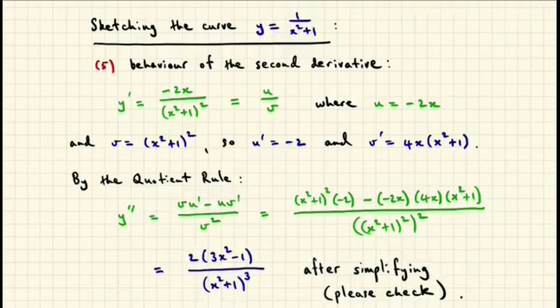And you can check yourself to see that this is so. It's a good exercise in algebraic manipulation. Note that the denominator ends up being the third power of x squared plus 1, because of cancellation with a copy of x squared plus 1 in the numerator. Thus, we end up with this very nice expression for y double dash.